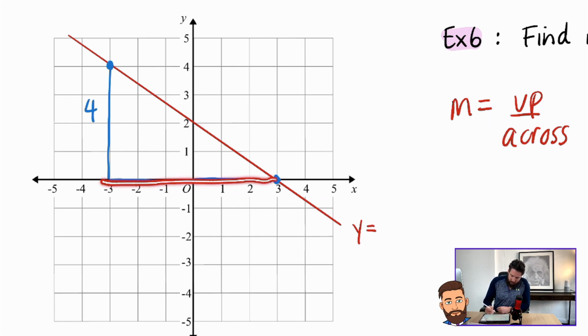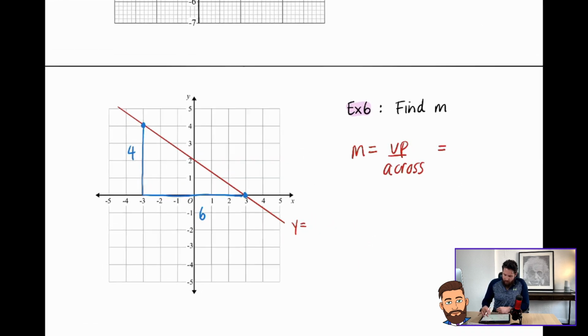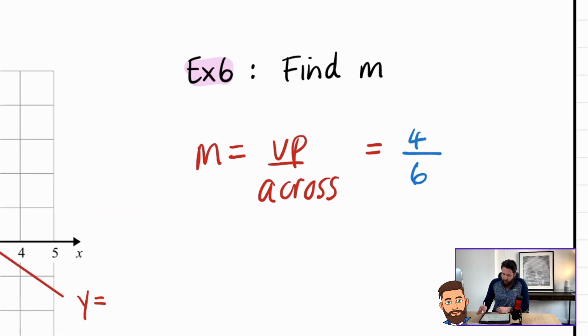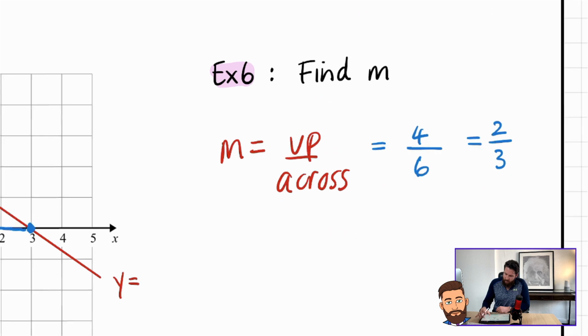How many across is this? Well, 1 square is 1 unit. So we've got 3, 4, 5, 6. We've got 6. So up divided by across. Up is 4. And across is 6. Well, we've got a fractional answer again. We can simplify this. This would be 4 over 6 simplifies to, well, what goes into 4 and 6? 2. 2 goes into 4 twice, and 2 goes into 6 3 times. So our gradient is 2/3.